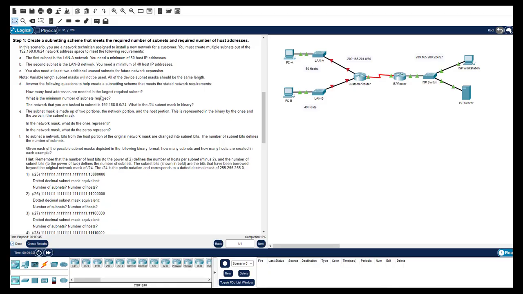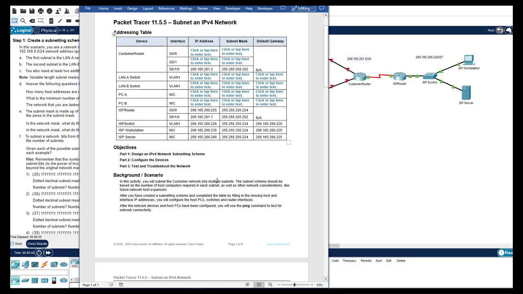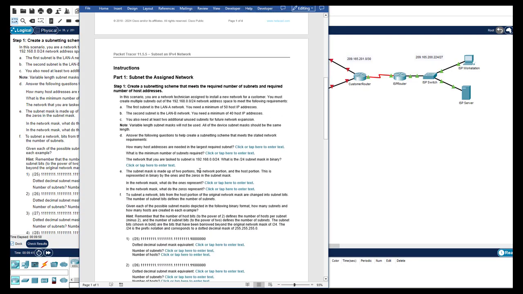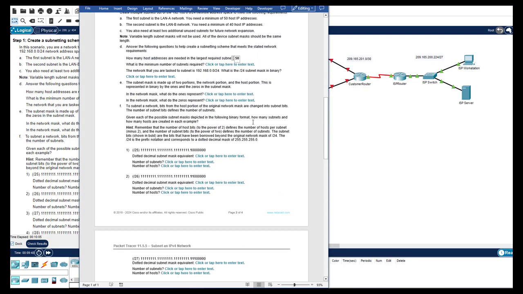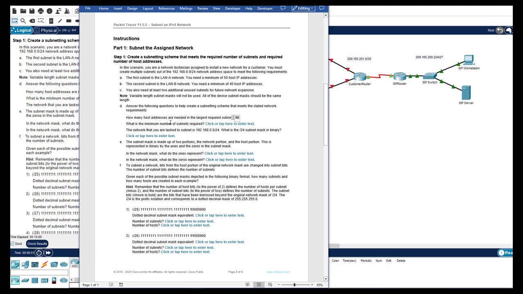How many host addresses are needed in the largest required subnet? The largest number of hosts needed is 50 hosts in LAN A. The next question is, what is the minimum number of subnets? We've been asked for 1 subnet for LAN A, 1 for LAN B, and 2 more for future expansion. So that comes to a total of 4 subnets that will be required.